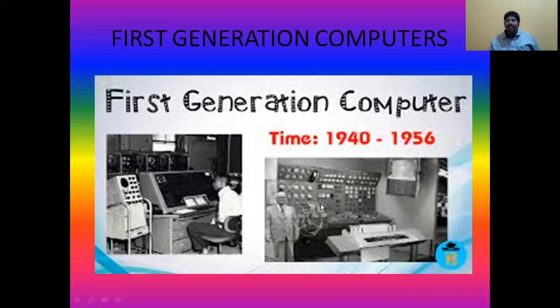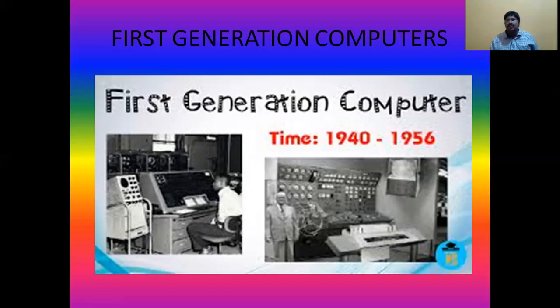If you observe here, the CPU is not this much size. The entire set of components that are present here comes under the components of a CPU. That means it is of very big size, because the main components used in the first generation are vacuum tubes.